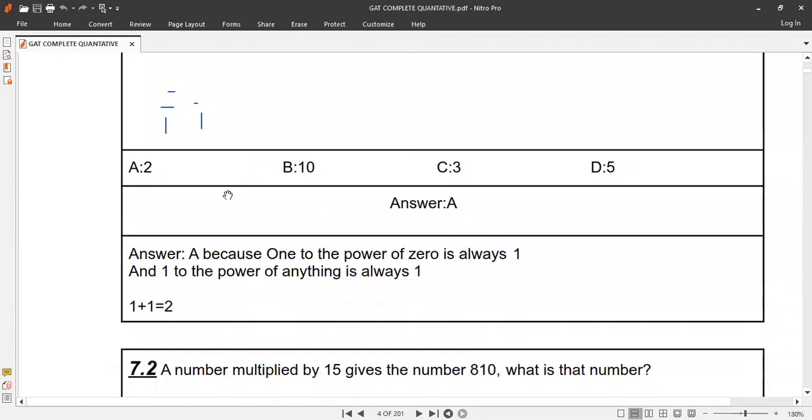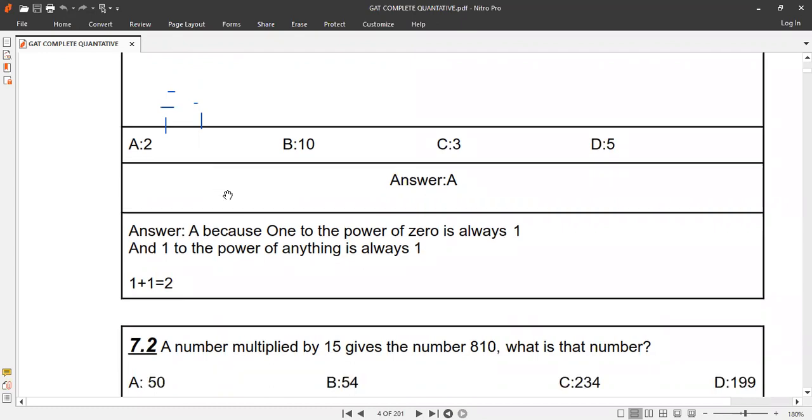Now, let's go to another kind of question. A number multiplied by 15 gives the number 810. What is that number? Here, look, try to use pen and paper to find the answer. Of course, this is a direct question, because we only need to divide 810 by 15. Some people can do it.